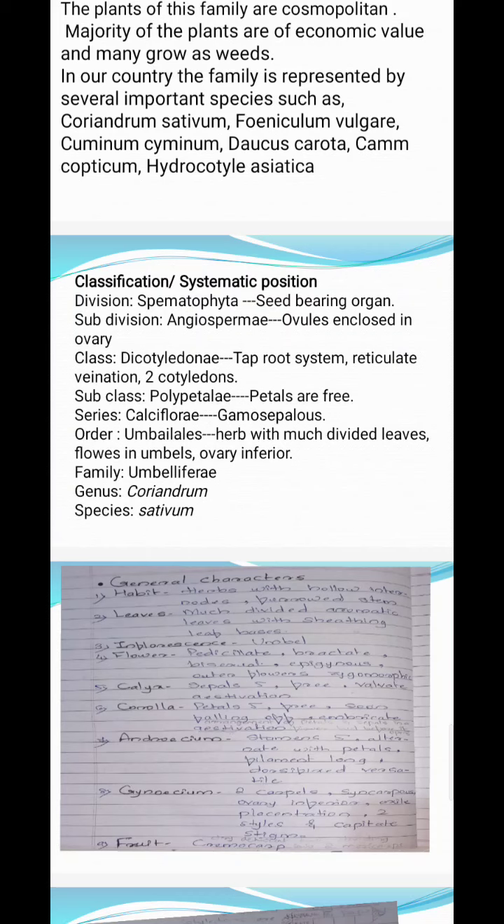Then the order is Umbellales, which means herbs with much divided leaves, flowers in umbels, and an inferior ovary. Inferior ovary means all the floral parts are arranged above the ovary. This family is Umbelliferae, the genus is Coriandrum, species sativum. Coriandrum is the coriander plant.